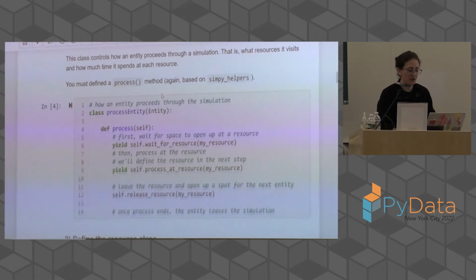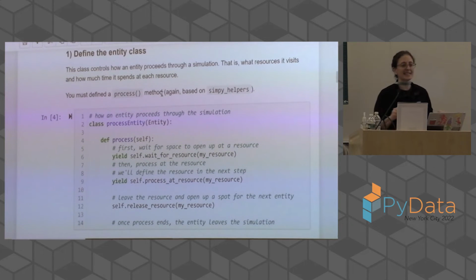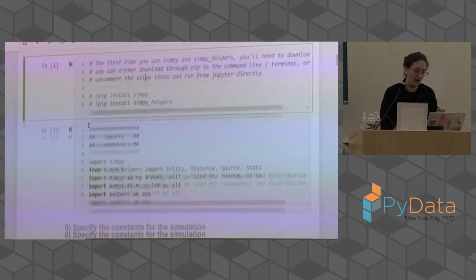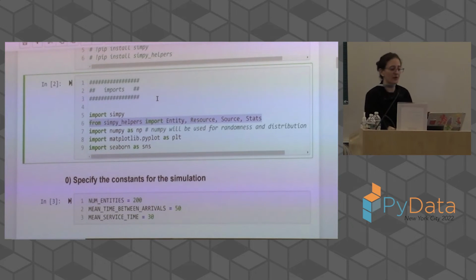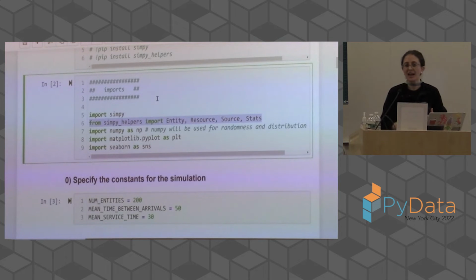The first thing that we're going to do is to define the entity class. The reason that this code is working this way and is quite simple is because of SimPy helpers. Sorry, I hate when people scroll back and forth, but I forgot to tell you that from SimPy helpers we were importing entity, resource, source, and stats. And so those first 3, we're going to extend those by defining our specific classes for this simulation. So that's where entity, resource, and source come from. And then at the very end, we'll use stats to get some information back out about our simulation.